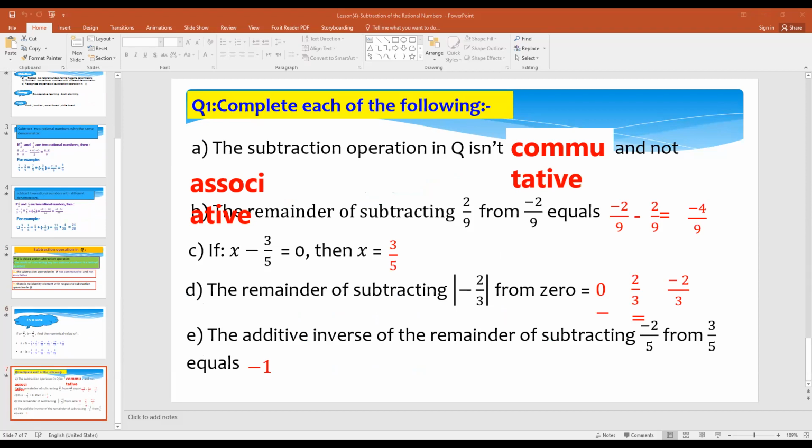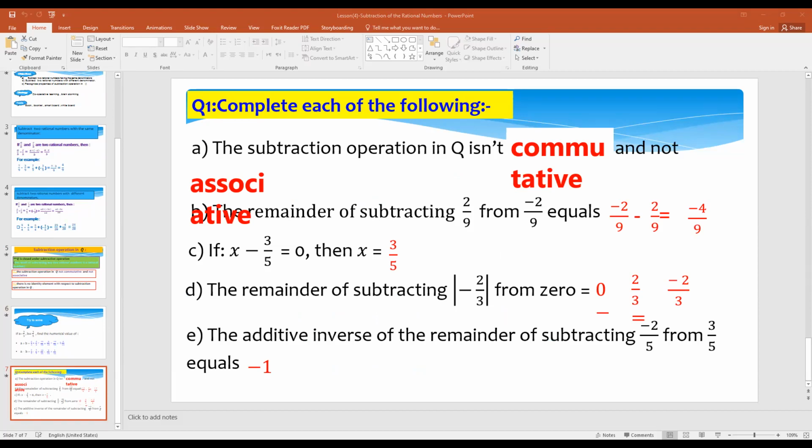And we will study multiplying rational numbers. We studied before how to multiply two integers by using its rule. Its rule says that if you have two similar signs, the result will be a positive number. If you have two different signs, the result will be negative.